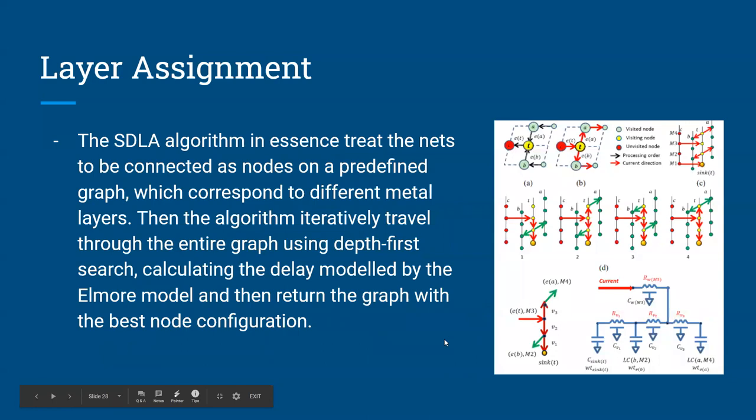So here's a figure of the SDLA algorithm. In essence, it treats the nets to be connected as nodes on a predefined graph, which corresponds to different metal layers. Then the algorithm iteratively travels through the entire graph using depth first search, calculating the delay using the Elmore model, and then returns the path in this defined graph with the best node configuration.